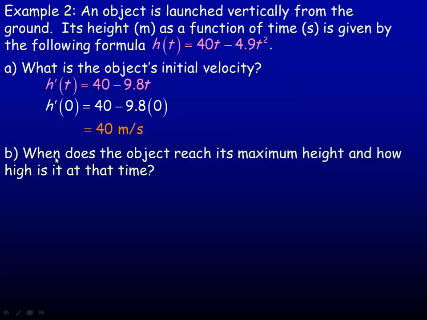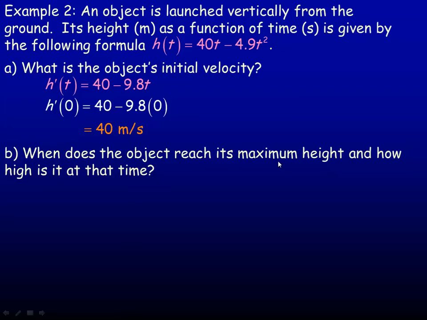In B, it asks, when does the object reach its maximum height and how high is it at that time? Now let's say the bottom of the page here is the ground, where it's launched from. It rises to some point, and then it gets to a highest point, and then it starts to fall. Let's define up to be positive. So positive velocity here, and when it reaches its highest point, its velocity is actually 0, and then it starts to fall, and the velocity becomes a larger and larger negative number. At its maximum point, the velocity is 0 because it goes from a positive velocity to a negative velocity, so it has to pass through 0.